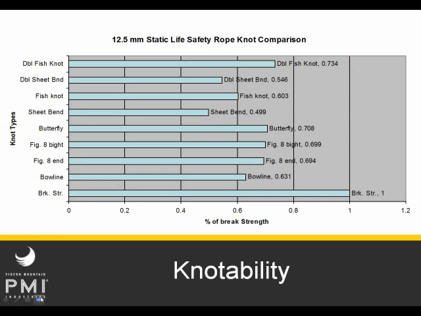So, looking at this particular knot comparison, you can see that the different knots actually retain strength at different rates. And if you think about the knots and how the knots are made, you can draw a correlation between the straightness of the rope, or the straightness of the width of the bends in the knot, as compared with the retained breaking strength.